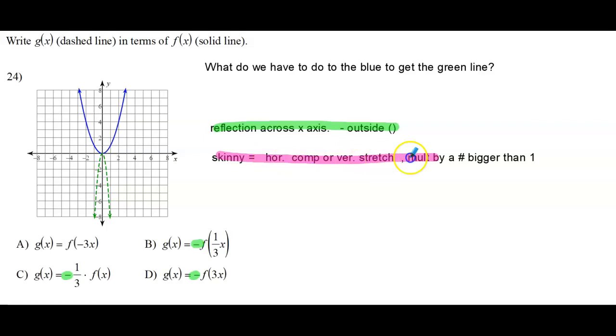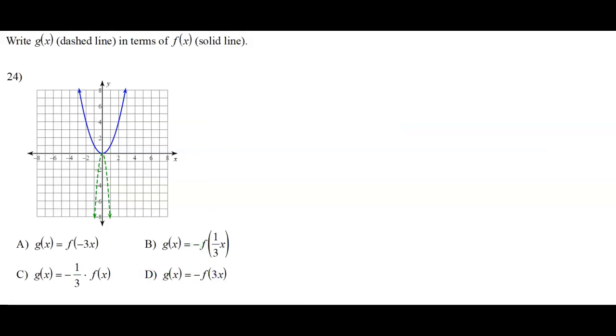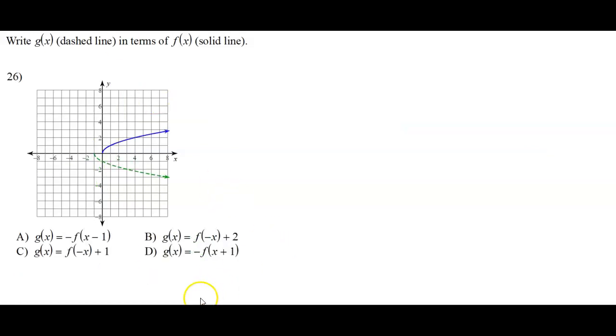So since my graph looks skinny, that means we are somewhere multiplying by a number bigger than 1. And out of these green options here, this is the only one that's multiplying by a number bigger than 1. The other 2 are less than 1. And so once again, my answer here must be D. Let's go ahead and take a look at number 26.